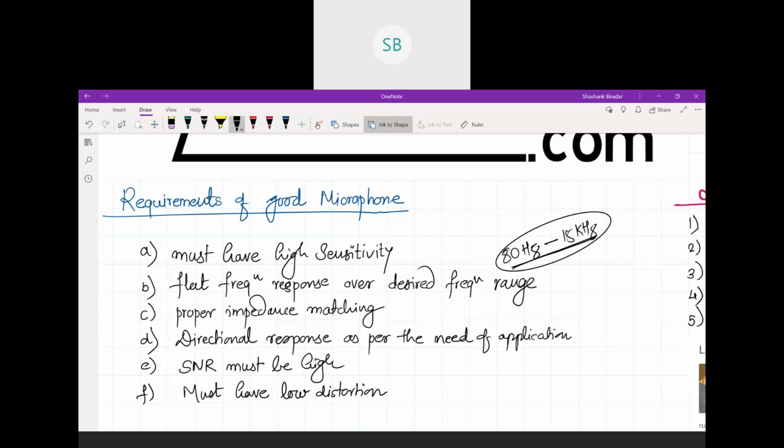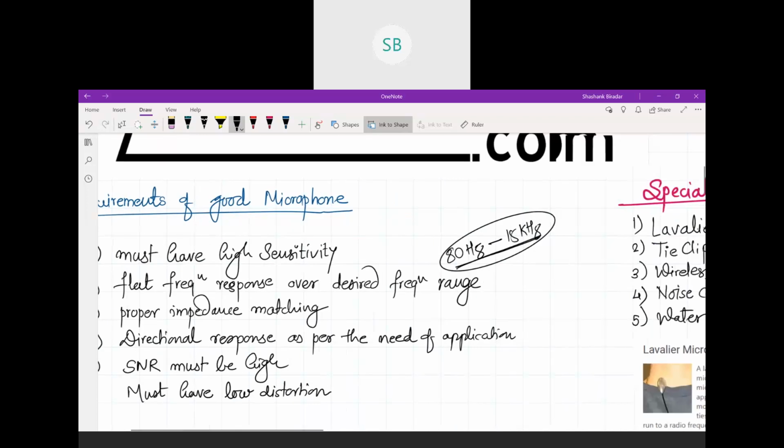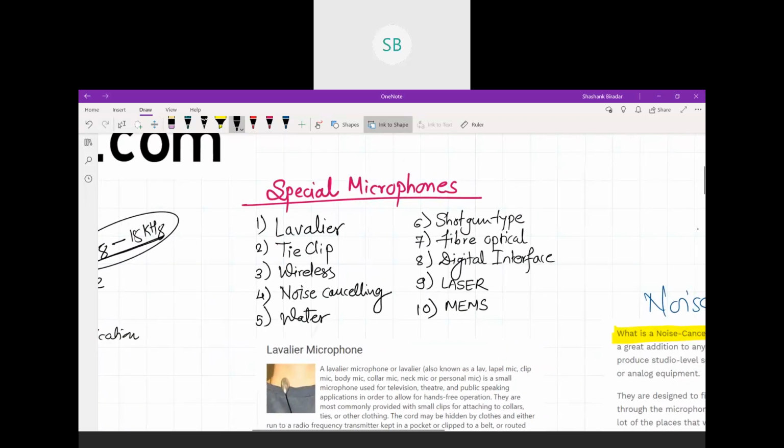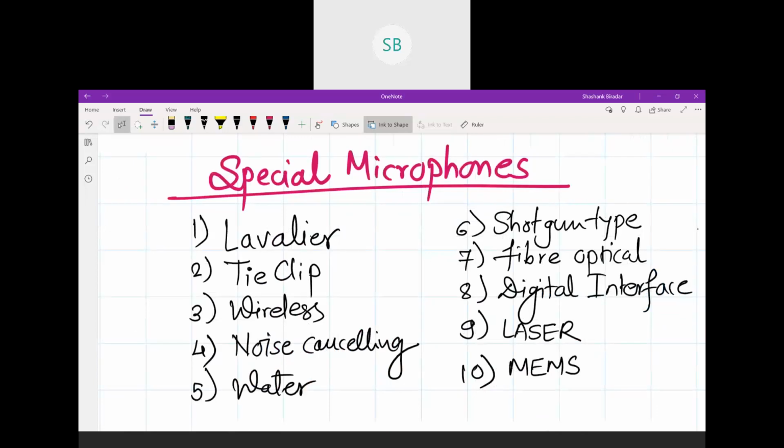Then coming to the special microphones. There are again various types of microphone for special purpose. The first one is lavalier, the tie clip, wireless, noise cancelling, water microphone, shotgun type microphone, fiber optical microphone, digital interface microphone, laser microphone, and MEMS microphone.